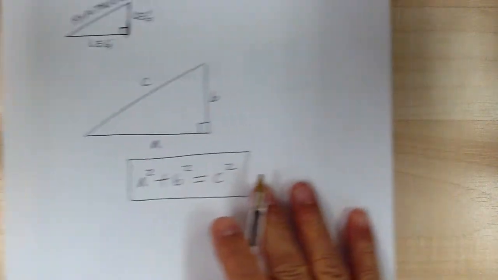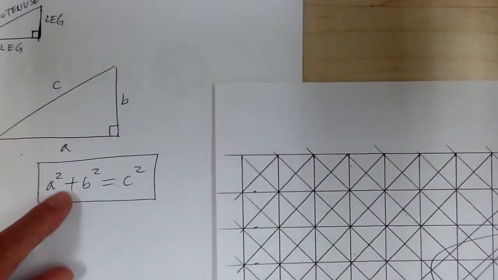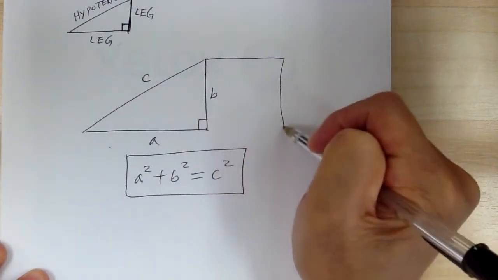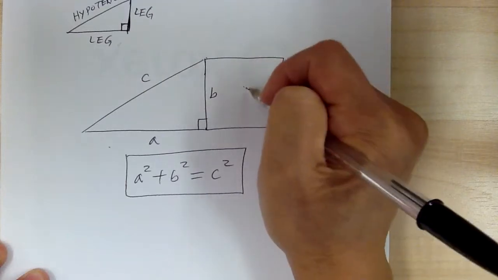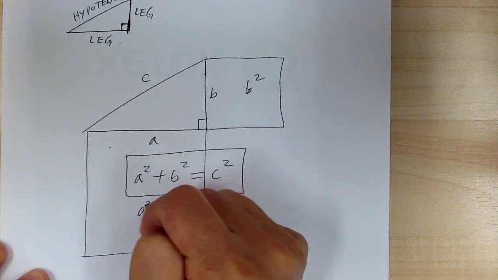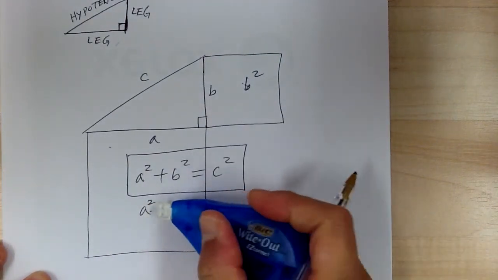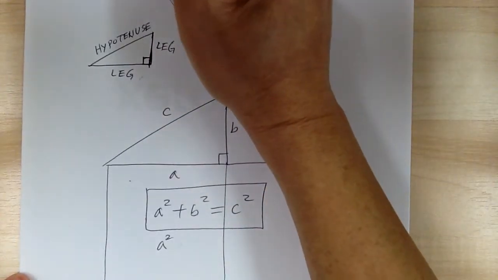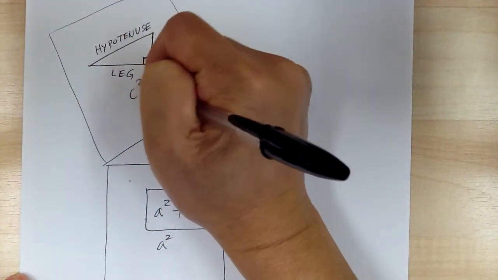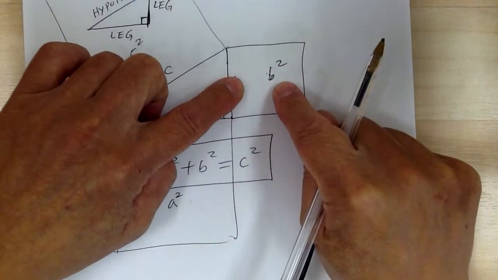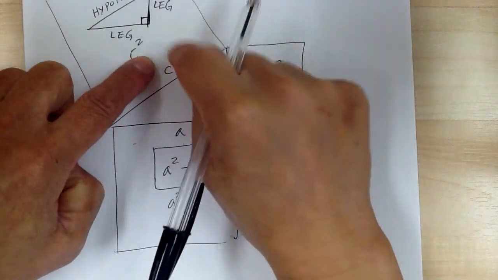Now the way this works is, what it's saying is that if you make this into a square, the area of this is B squared. If you make this into a square, this area is A squared. So what it's saying is when you have a right triangle, this would be C squared. So the area that's A squared, plus this area, B squared, will equal this area, the C squared.